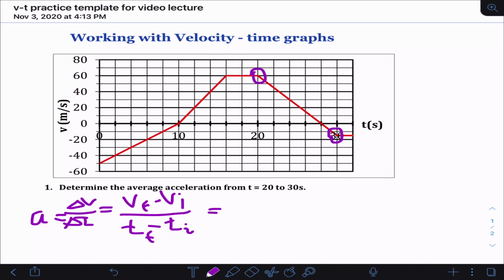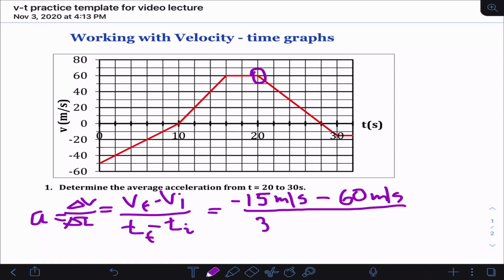So being very careful to read this. I intentionally put this curve so you have to read in between the grid. So this would be negative. If this one is negative 10, the next one's negative 20, we're going to be negative 15 meters per second is my final velocity. Minus an initial of 60 meters per second. And we're going to divide that by the time span of 30 seconds to 20 seconds.